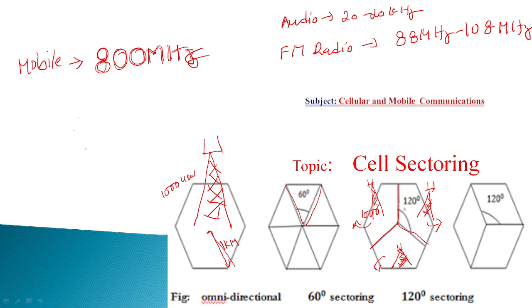With this sectoring, we can reuse the frequency also. For example, just an assumption, the mobile signal frequency range is 800 megahertz. Just assume it is a 93.5 megahertz signal. The same group of frequency is used in this sector also, the 93.5 megahertz signal. And here also we can use the 93.5 megahertz signal.